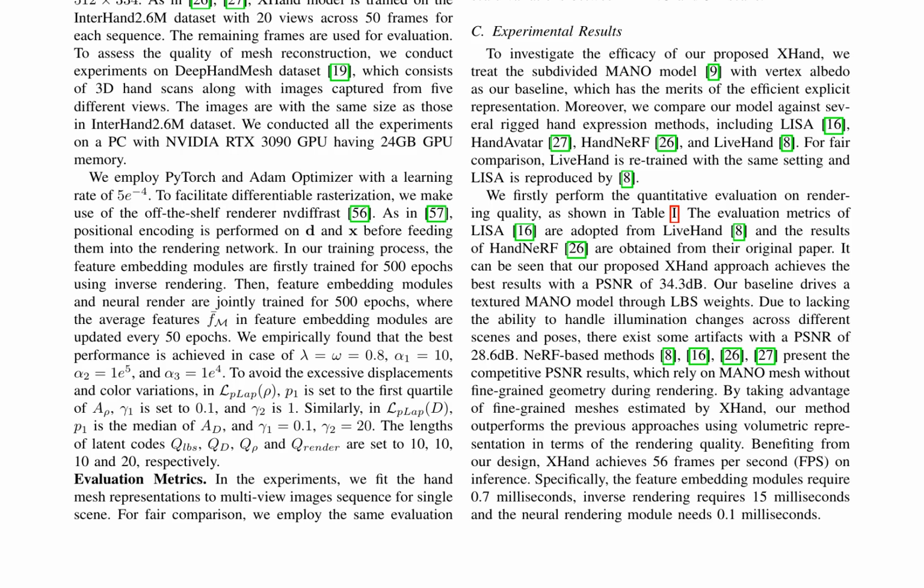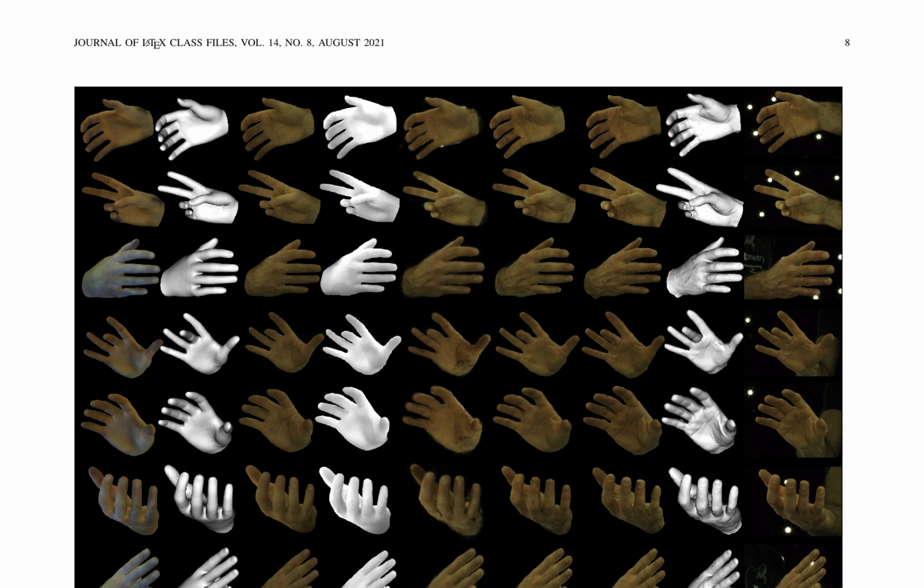The model is implemented using PyTorch and the Adam optimizer with a learning rate of 5e-4. The feature embedding modules are first trained for 500 epochs using inverse rendering, and then the feature embedding modules and neural renderer are jointly trained for 500 epochs. The evaluation metrics used are peak signal-to-noise ratio, PSNR, structural similarity index, SSIM, and learned perceptual image patch similarity, LPIPS.